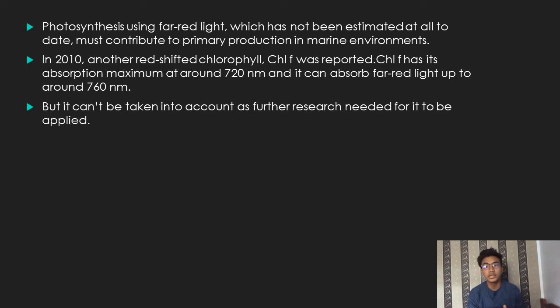So CHLF ni dia ada absorption maximum at around 720 nanometer, and it can absorb far red light up to around 716 nanometer. So it is more than CHLD and CHLA tadi. But at that time, it can be taken into account as further research needs to be done for it to be applied in our marine study.